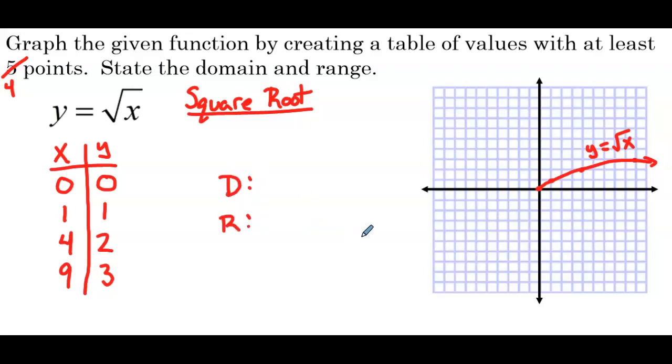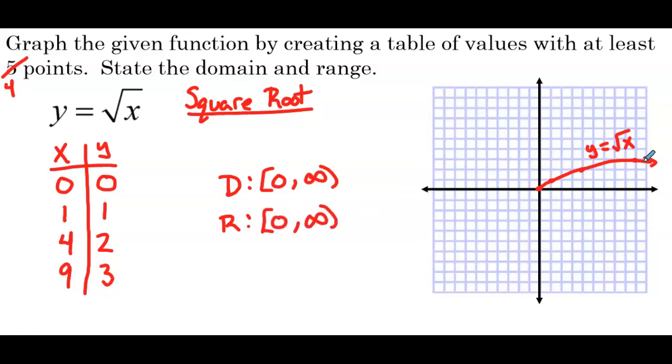Now, looking at the domain and range, domain works left to right. And there's no arrow here, nor should there be. Okay, so be careful. There is no arrow there on purpose. So working from left to right, we start at 0 and go to the right infinitely. So the domain is 0 to infinity. And our range, working from bottom to top, is also 0 to infinity.